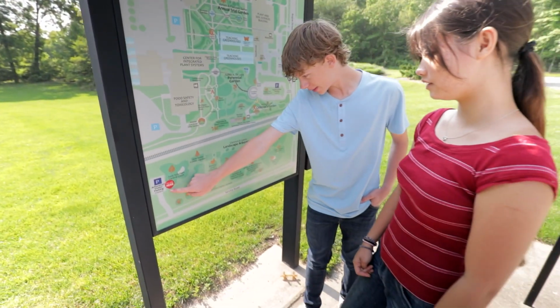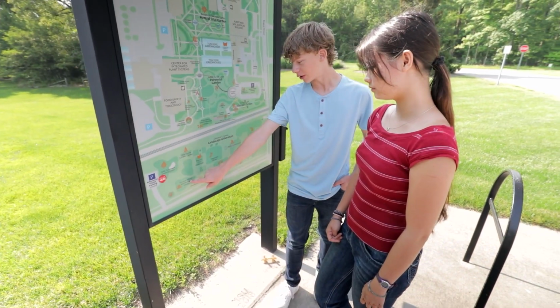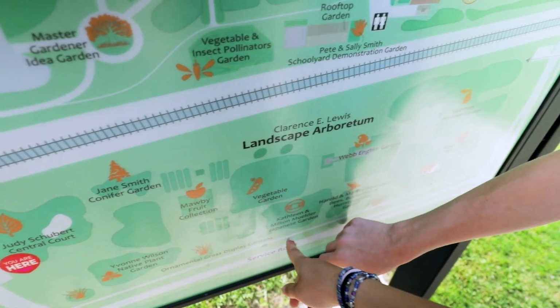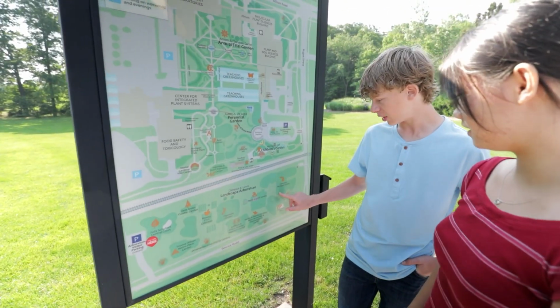All right, so we're here right now. I think we should definitely go to the native plant garden. And then after we can go to the Japanese garden. Yeah, and how about the Michigan and English gardens?